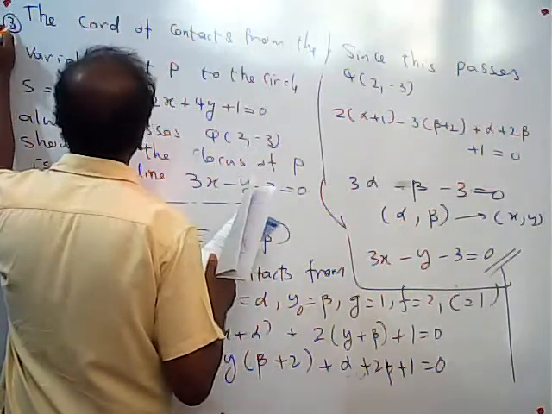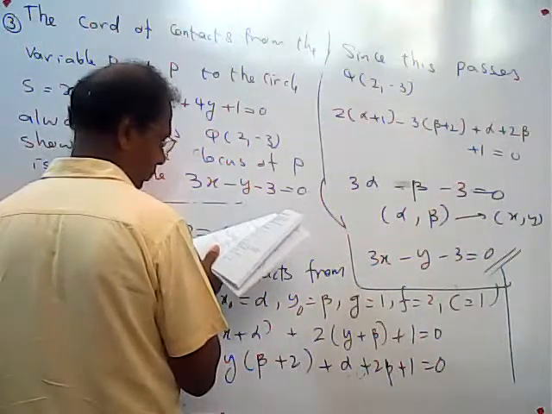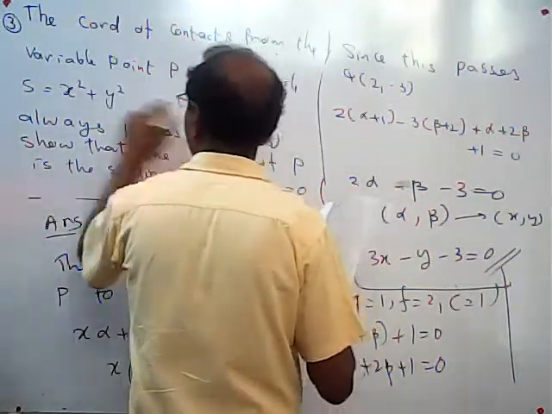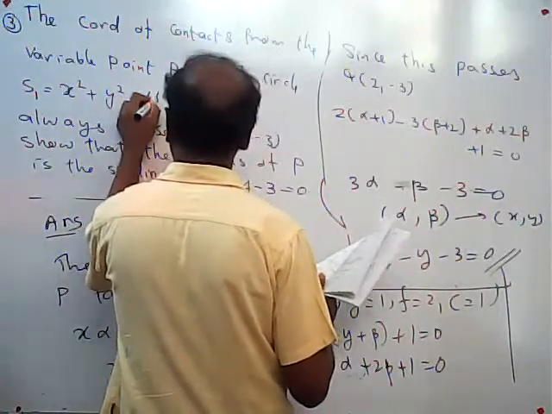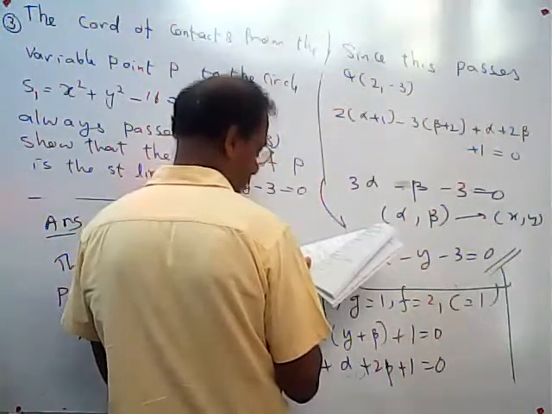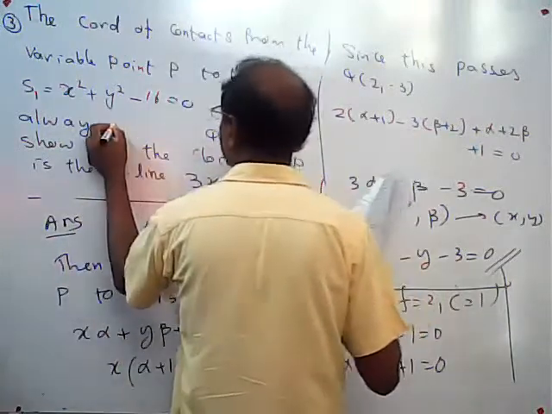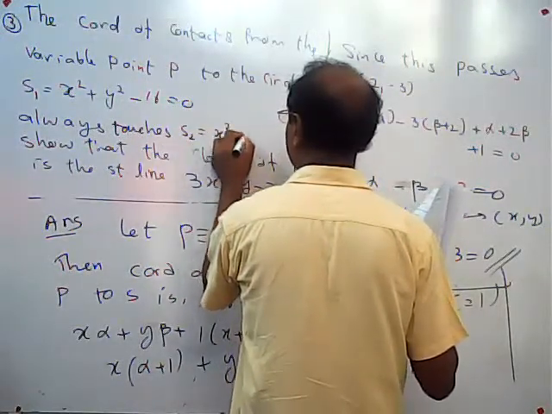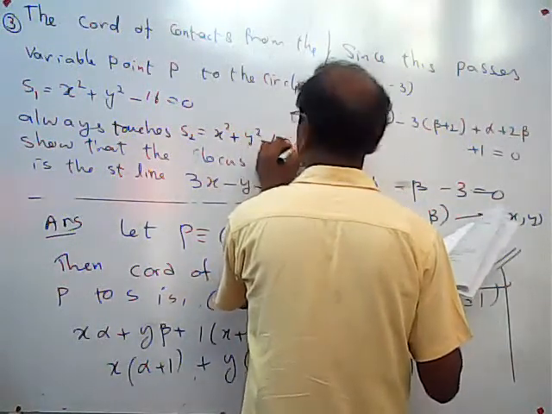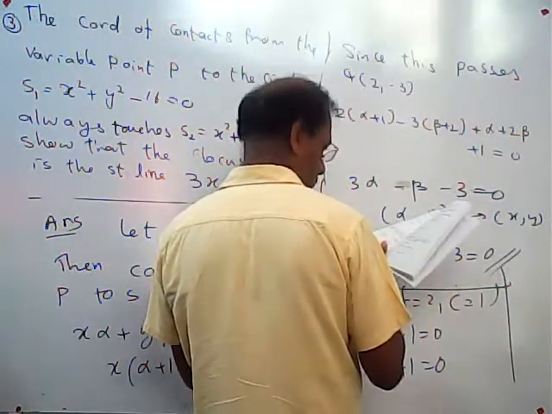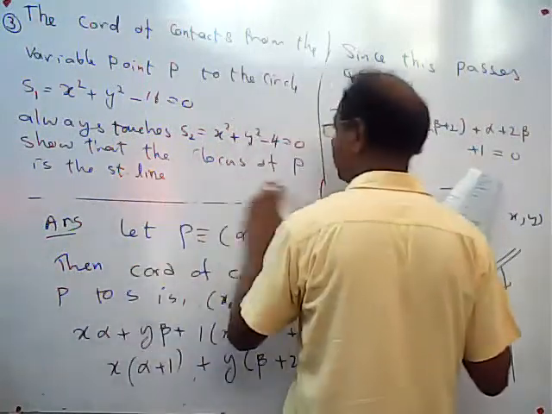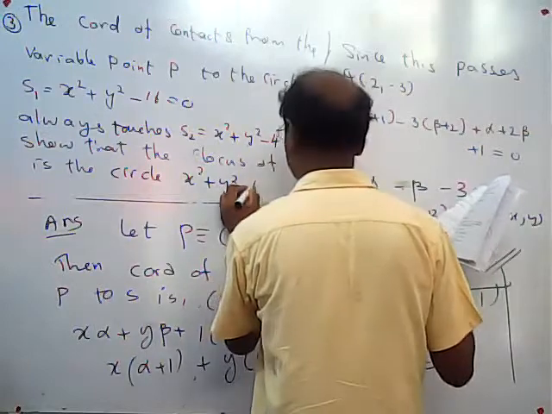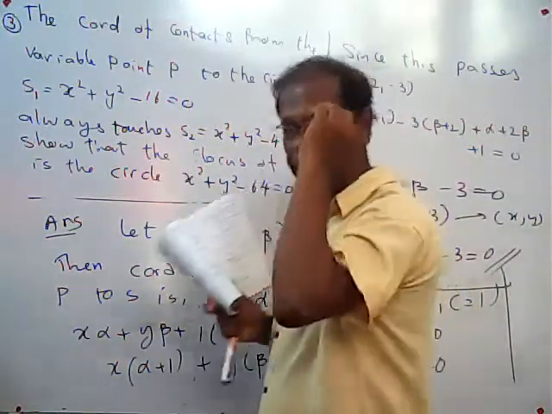Question number 3. From the variable point P to the circle x squared plus y squared. Okay, this is question number 3.